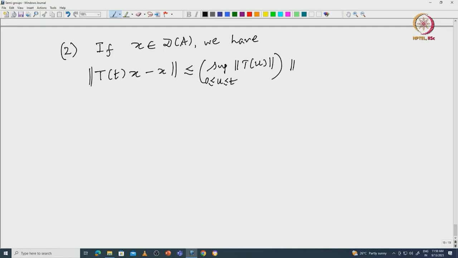Norm of Ax into t. Okay, so there is a growth. And the third one, if X is reflexive, okay, so this is an assumption on the Banach space. So that means X is identified with its second dual.